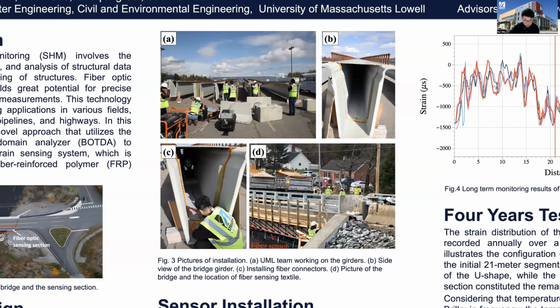Figure C is installing and organizing the fiber connectors and protecting them during the installation of the girder. Figure D is a picture that indicates the position of our optic sensing system inside the first girder of the Grist Mill Bridge.